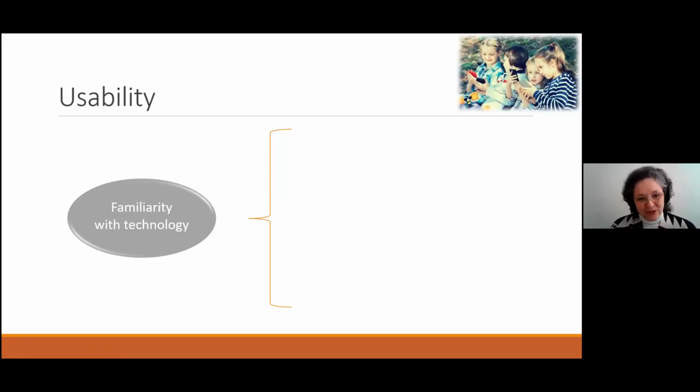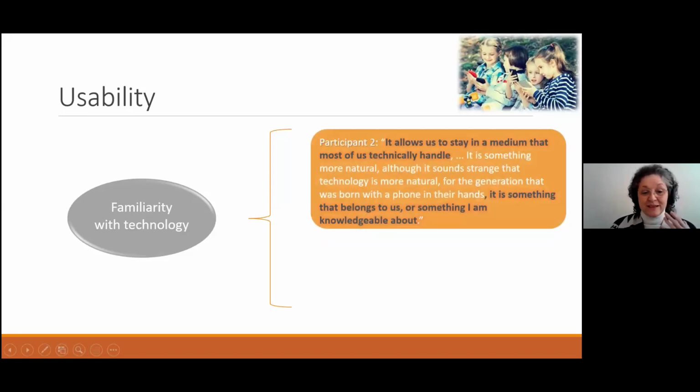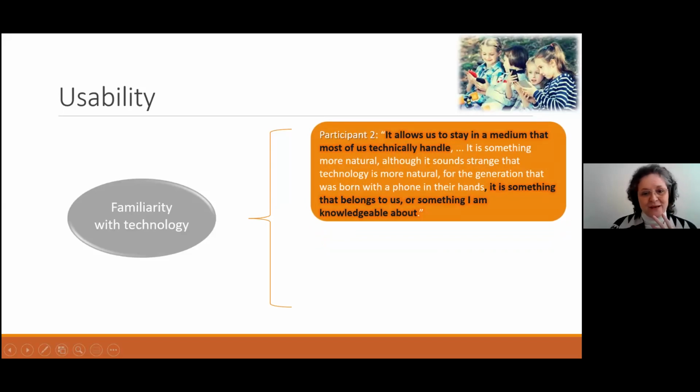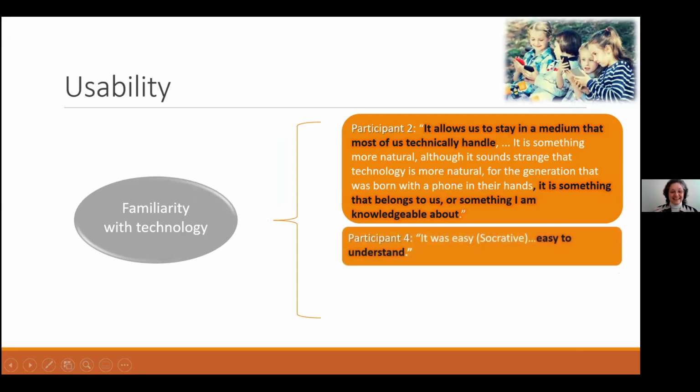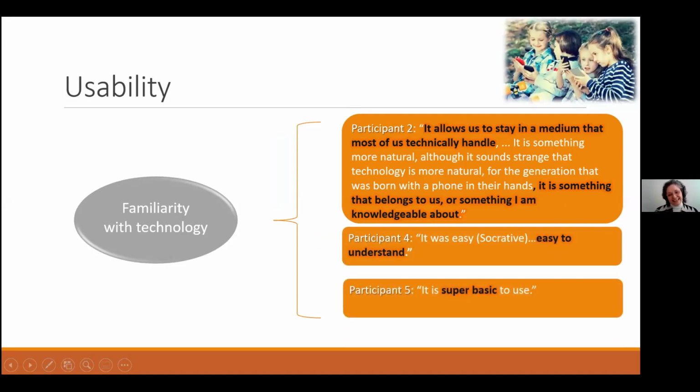Most students had positive opinions, as Marcus said. Yes, most students had positive opinions regarding the usability of Socrative. So, for example, they said things like, it allows us to stay in a medium that most of us technically handle. It is something that belongs to us, or something I am knowledgeable about. It's easy to understand, and it is super basic to use. So clearly, there are advantages in terms of the usability of Socrative.